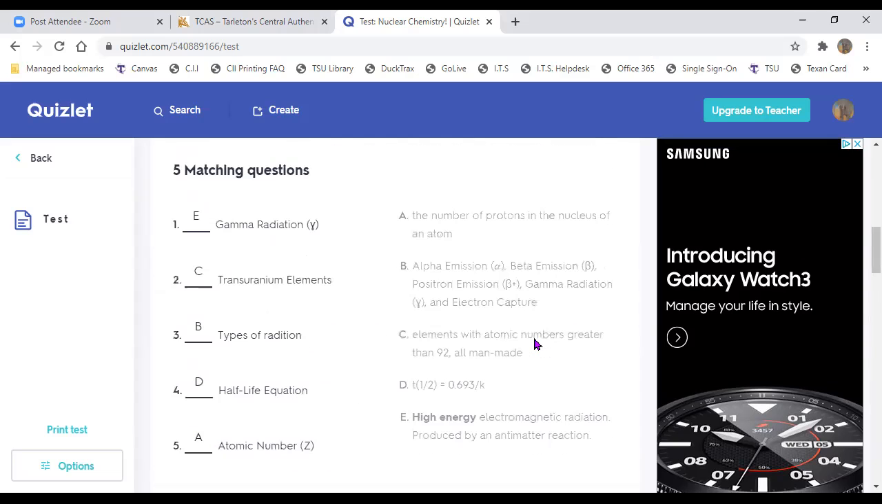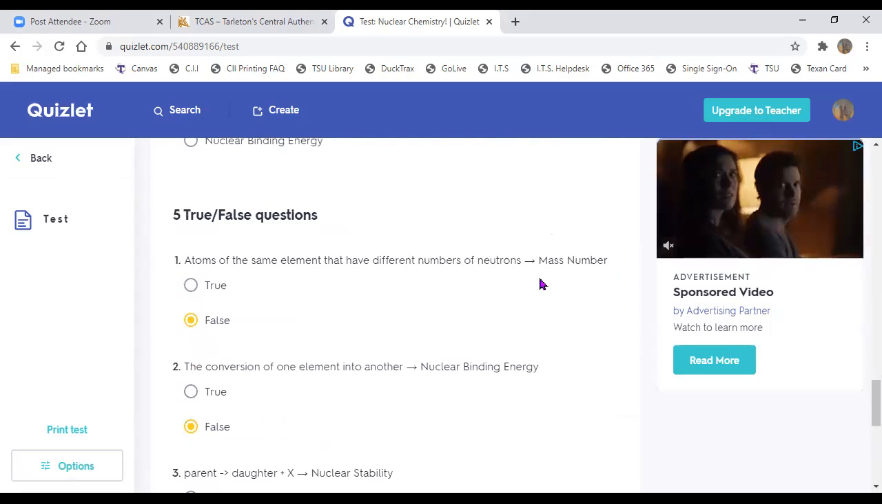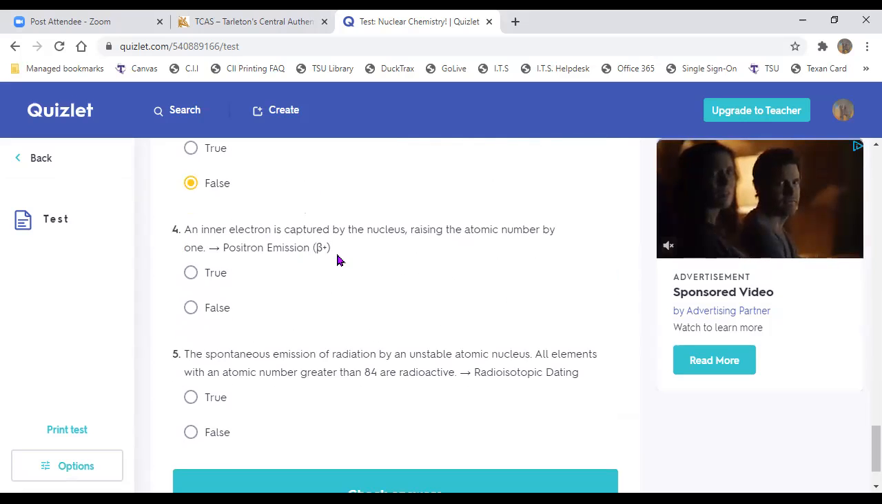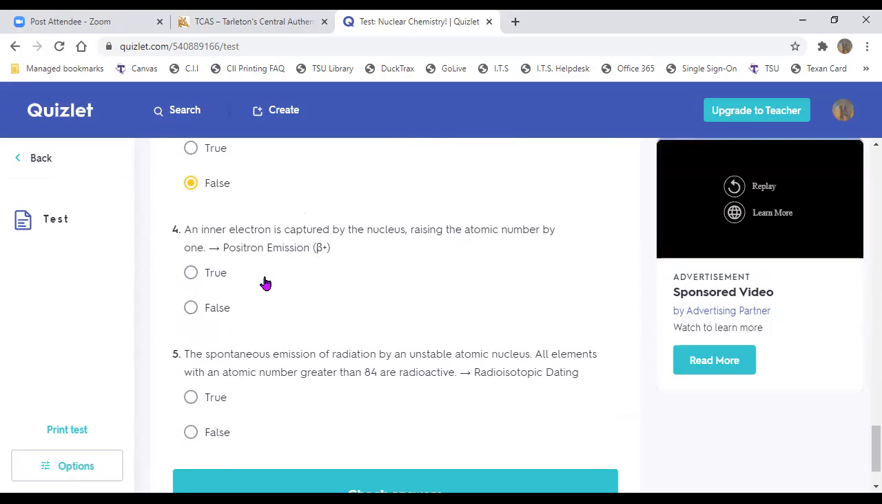Positron emission, let's go back up here. Positron emission, gamma radiation, which we don't have any questions over yet. That'll be a Wednesday thing. So we'll move that out. So we have positron emission and electron capture. If we go back down here, it's either positron emission or electron capture. And it's saying an inner electron is captured by the nucleus. So do you think it's true or false? False, yeah. Because the positron emission is when it's releasing a positron.